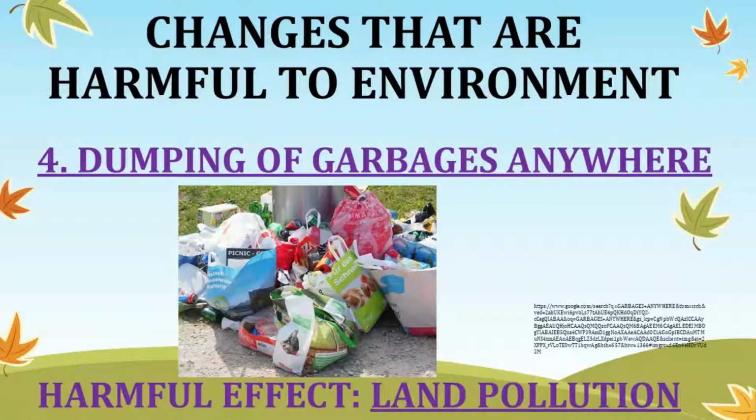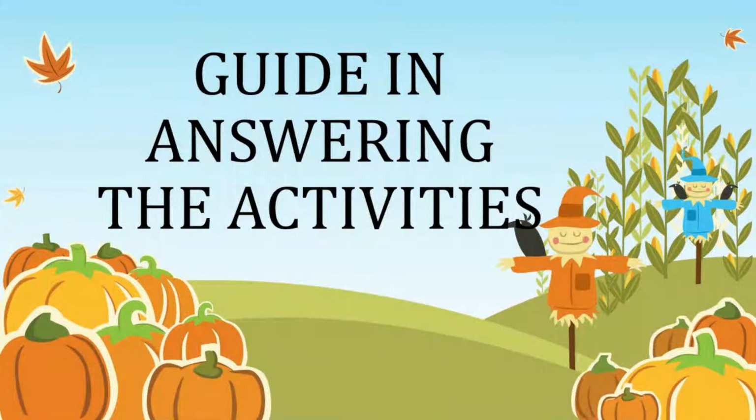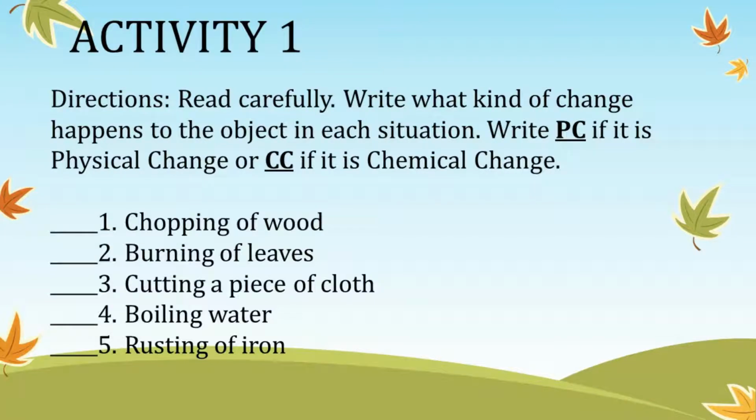So those are the examples of changes that are harmful to our environment, and how we are going to reduce the harmful effects to our environment. Now, let me guide you in answering the activities. So for activity 1, read carefully, write what kind of change happens to the object in each situation. Write PC if it is physical change, or CC if it is chemical change. So this is very easy, class. You're just going to write PC if it is physical change, or CC if it is chemical change.